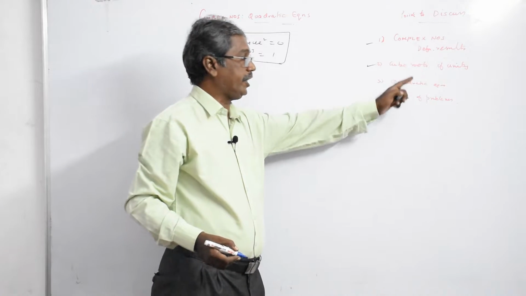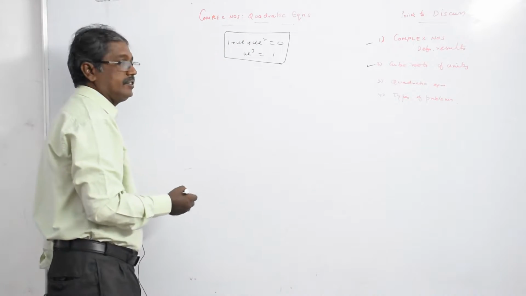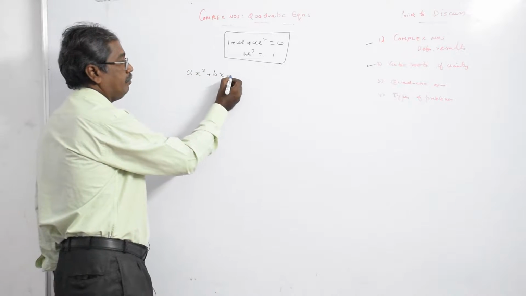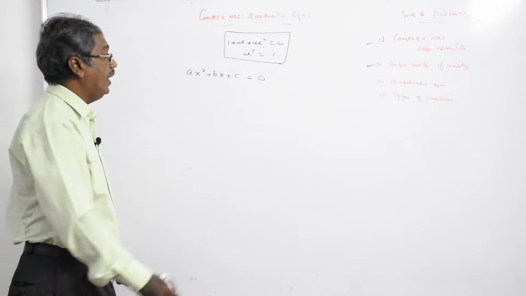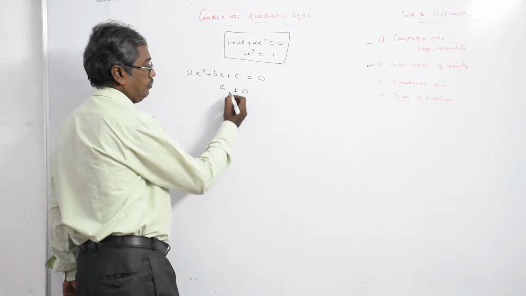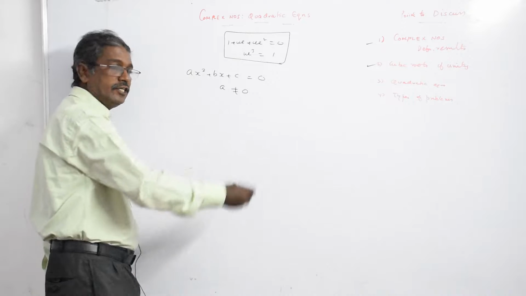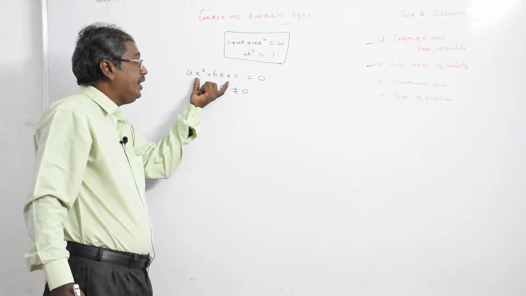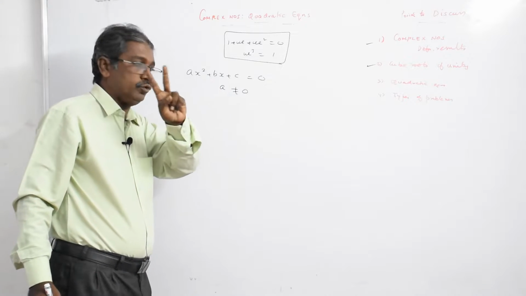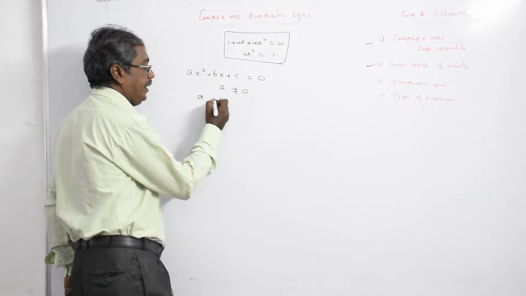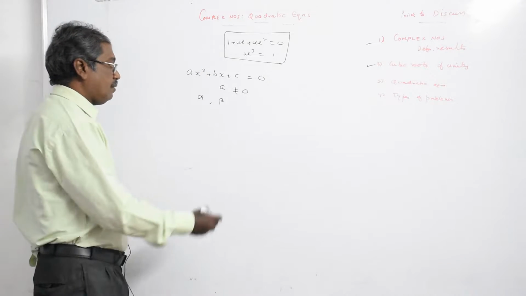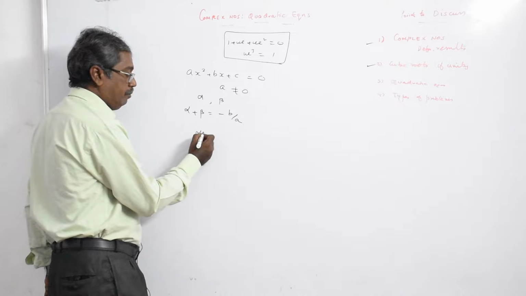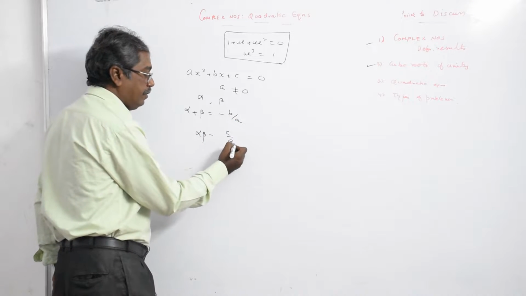Next we will come to quadratic equations. What is a quadratic equation? As you know already, a quadratic equation is of the form ax square plus bx plus c equal to 0, where a should not be equal to 0, because if it becomes 0, this will become linear. Since it is a second degree equation, a quadratic equation should have two roots, one is alpha and the other is beta, the values of x. The sum of the roots is alpha plus beta equal to minus b by a, and the product of the roots, alpha beta, is equal to c by a.